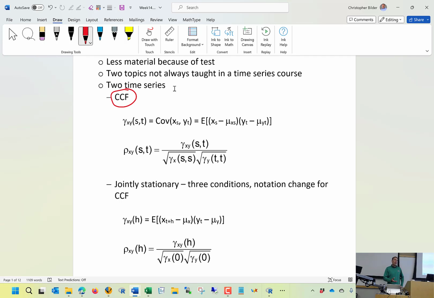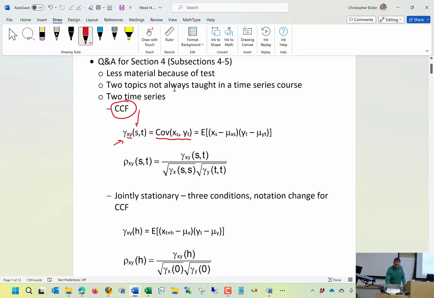And the cross covariance function is simply the covariance between, let's say, one time series denoted by x sub s, where s is the time point of interest, and also y sub t, where t is the time point of interest for y. Notice the notation here. We use the gamma again like we've done before for the autocovariance function. We put an x first, y second, and then we indicate the corresponding time points as s and t. So it's just a covariance.